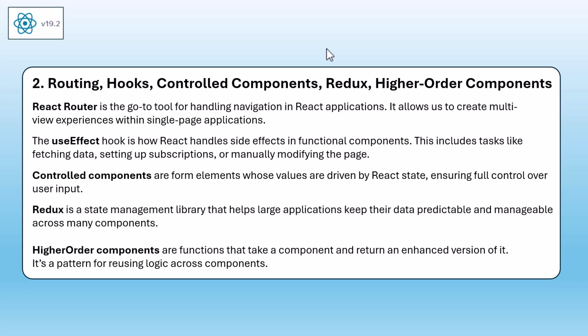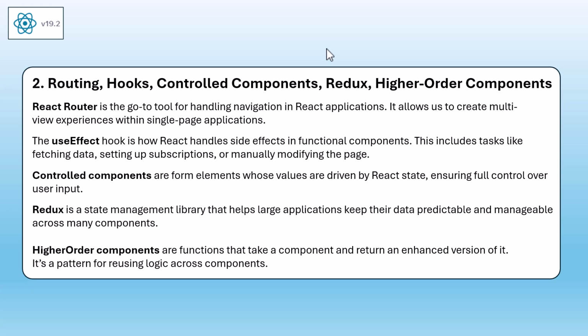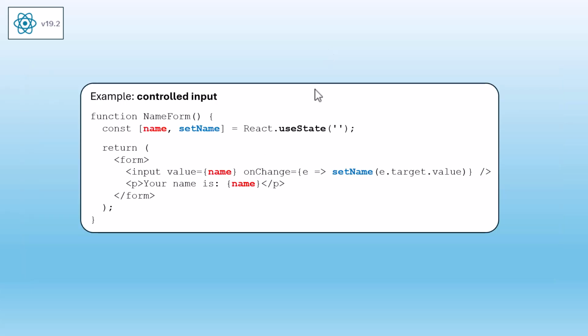React Router is the go-to tool for handling navigation in React applications. It allows us to create multi-view experiences within single-page applications. The useEffect hook is how React handles side effects in functional components. This includes tasks like fetching data, setting up subscriptions, or manually modifying the page. Controlled components are form elements whose values are driven by React state, ensuring full control over user input.